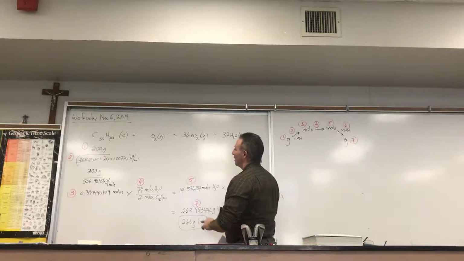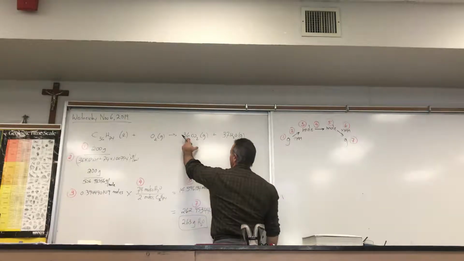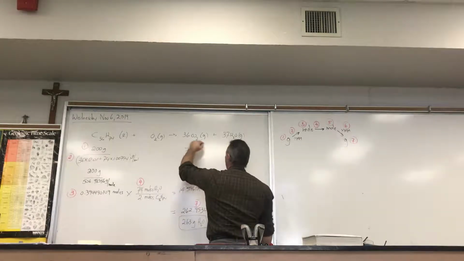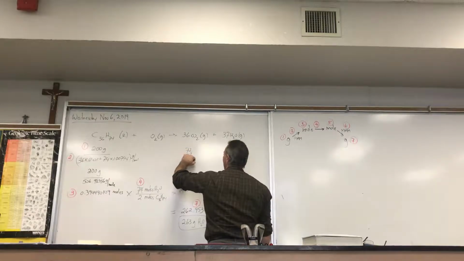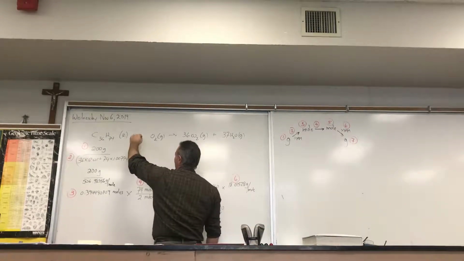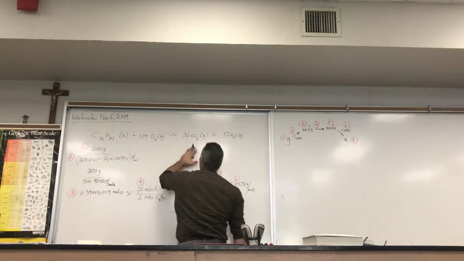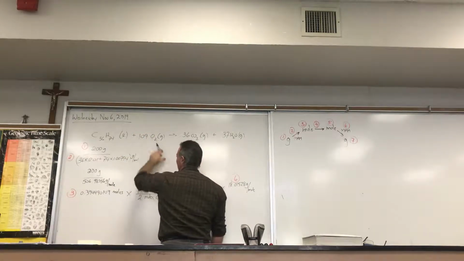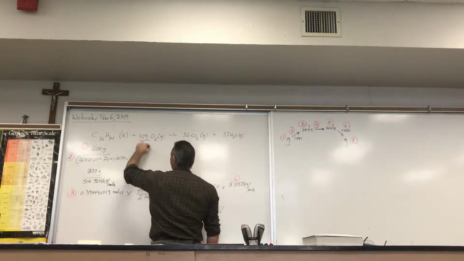Then I'm going to balance oxygen last. So 36 times 2 gives you 72, plus the 37 gives you 109 oxygens. So if I put 109 in front of oxygen, that's going to give me twice as many oxygens as I need, because oxygen is diatomic, so I'm going to put it over 2.